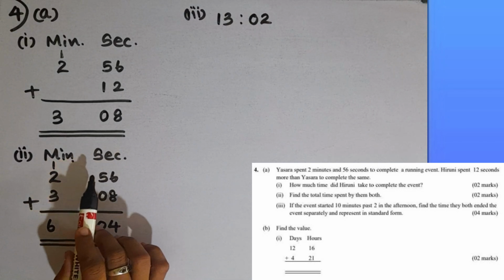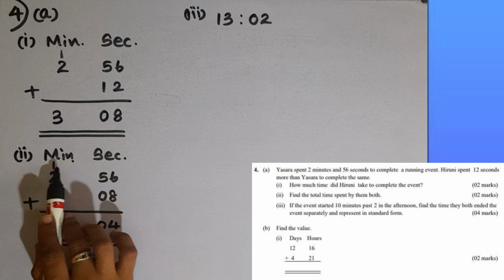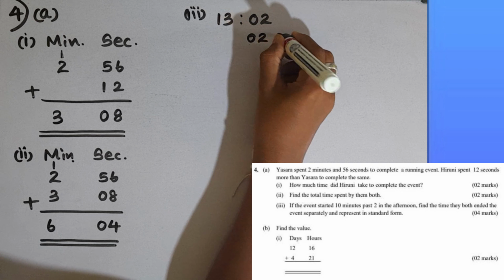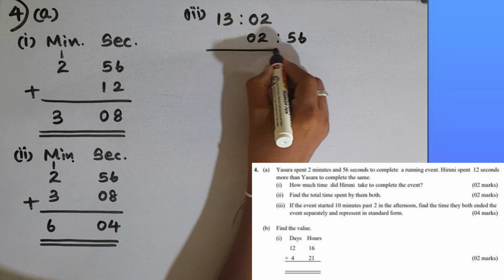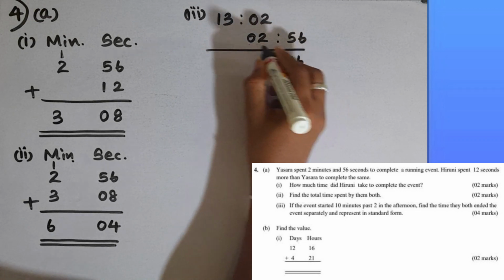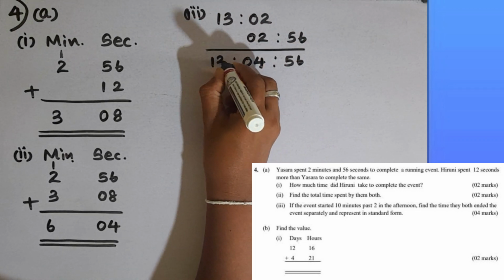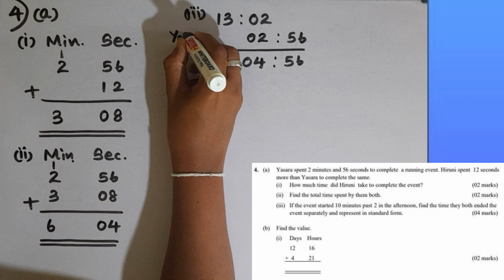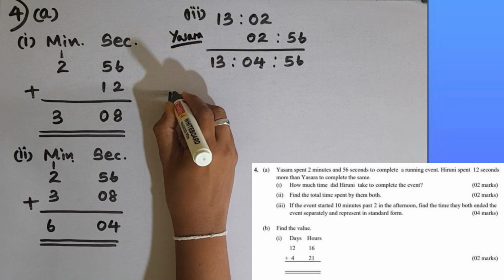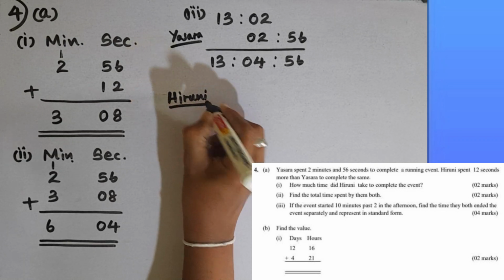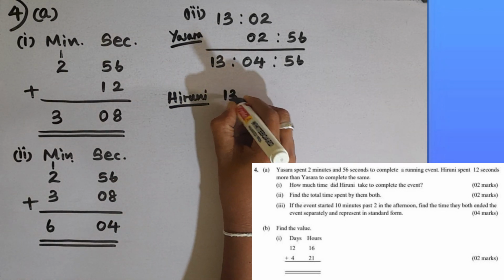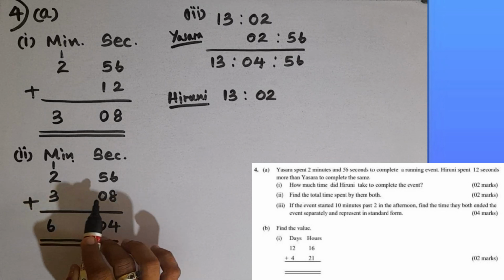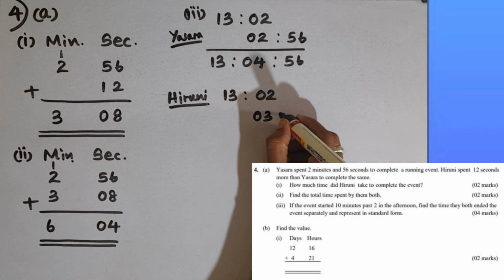Then to find Yasara's ending time, we have to add 2 minutes 56 seconds here. 2 minutes, then 56 seconds. This is in seconds. Then the addition, 56, here 12, here 14. 14 hours, 12 minutes and 56 seconds. Then for Hiruni, this is for Yasara. Then for Hiruni, the same starting time. Then Hiruni's time taken is 3 minutes 8 seconds. 3 minutes 8 seconds.